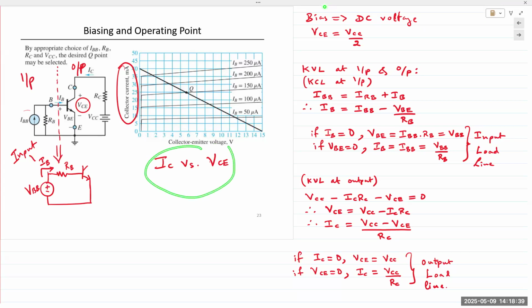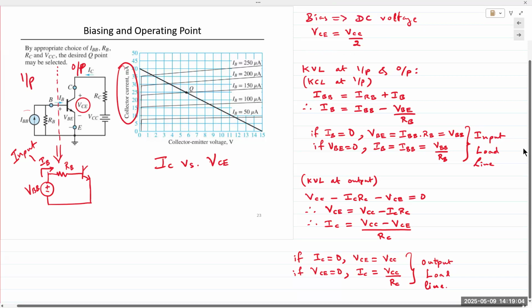So if IC and VCE are our output, we want the Q point to be somewhere in the middle of this active region. If VCC is 5 volts, we want VCE to be about 2.5 volts. If VCC is 20 volts, then we would want VCE to be about 10 volts. So somewhere in the middle. Hence, VCE equals half of VCC. The load line process does not change. Like biasing, we want the bias to be in the center.